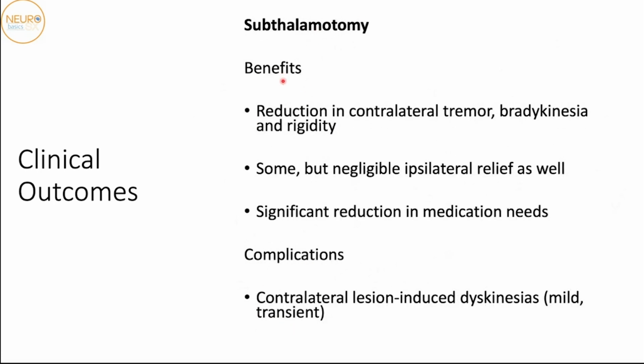With a subthalamotomy, again, the benefits are it will reduce tremor, it will reduce bradykinesia and rigidity, just like GPI will. There is going to be some ipsilateral relief as well. Again, remember, most of ablation is going to be unilateral and not bilateral. Also, as we have discussed multiple times, it is going to reduce medication needs, which GPI will not. But unlike what GPI does, it can induce dyskinesias. So GPI ablation is going to reduce dyskinesias, but it is possible that STN ablation can actually induce dyskinesias. But most of these are mild and transient.